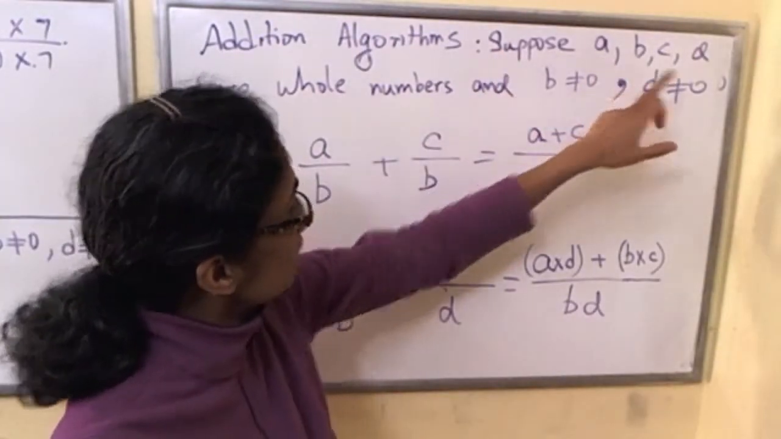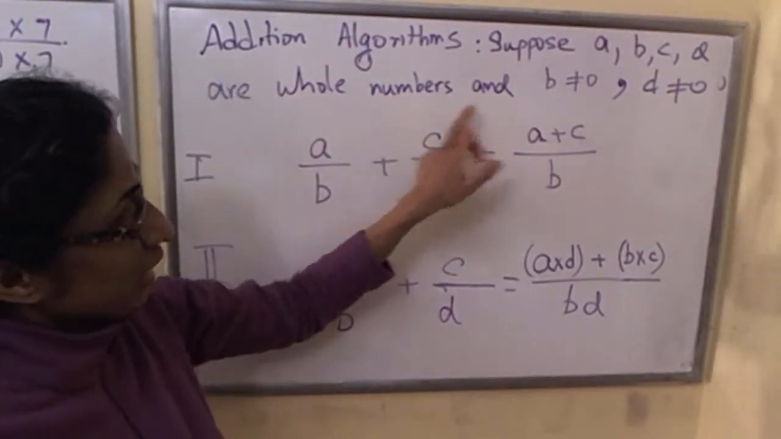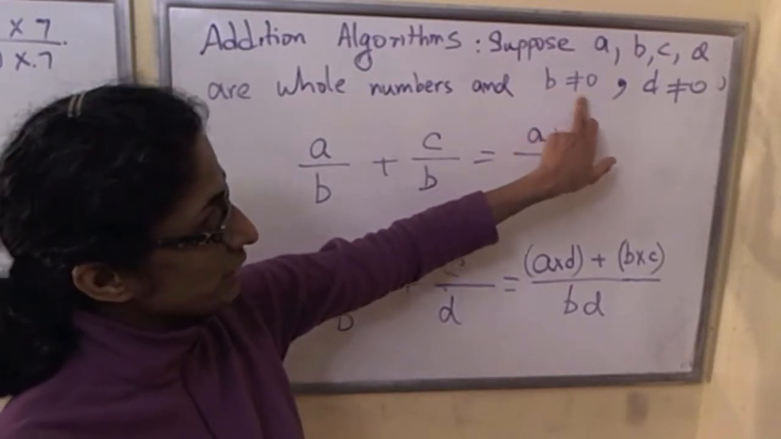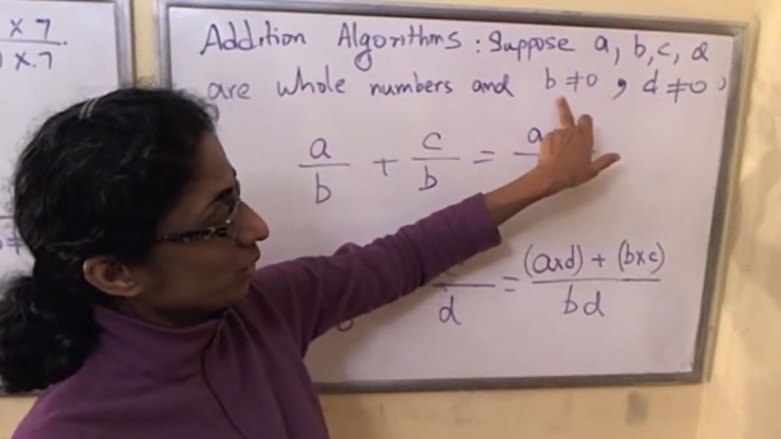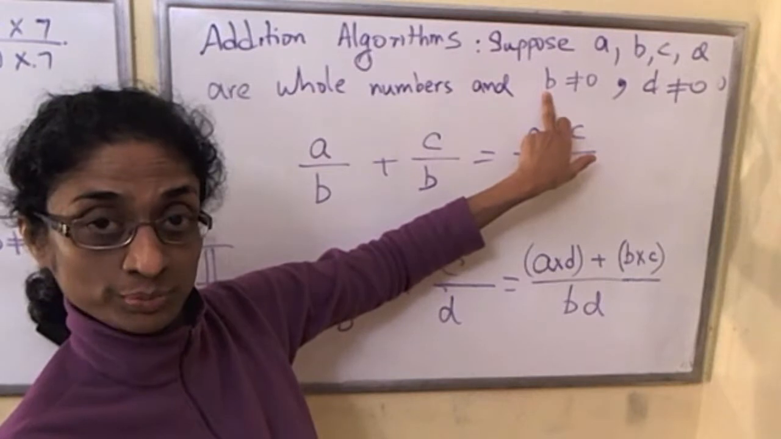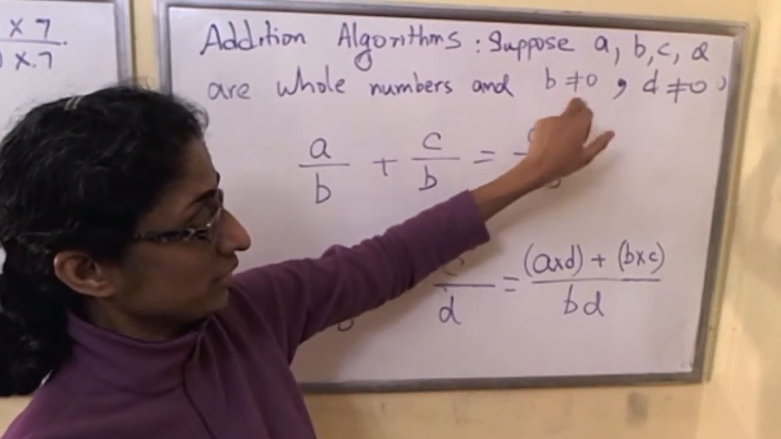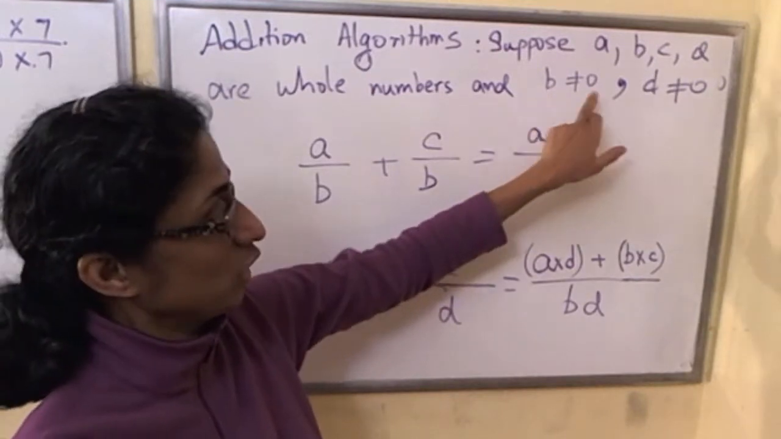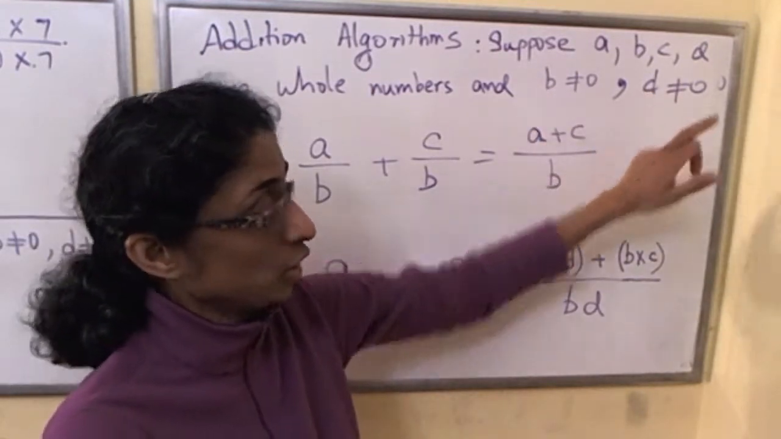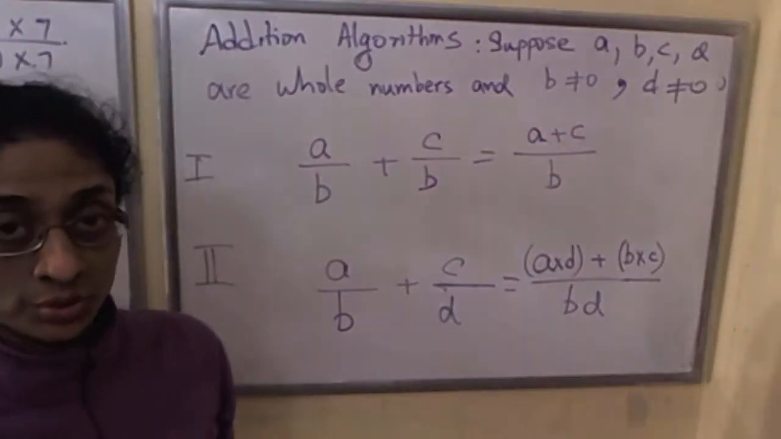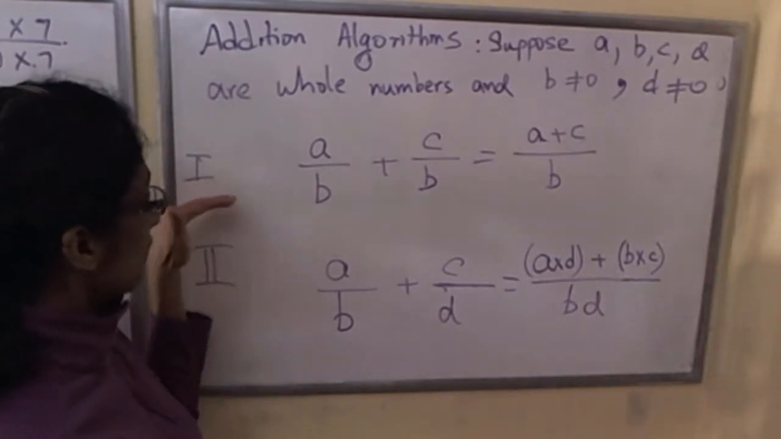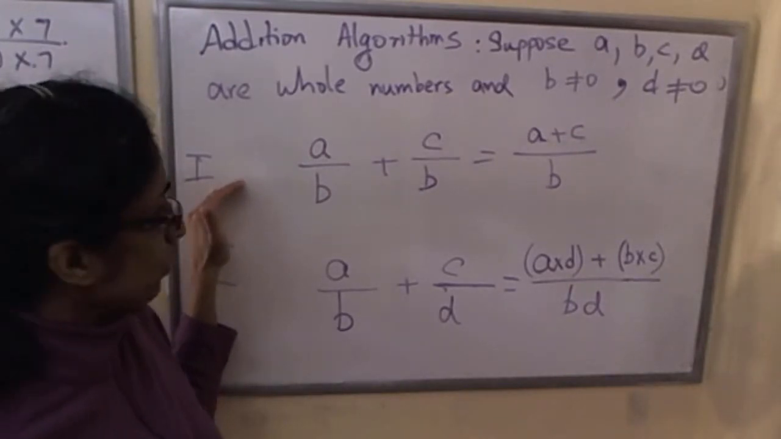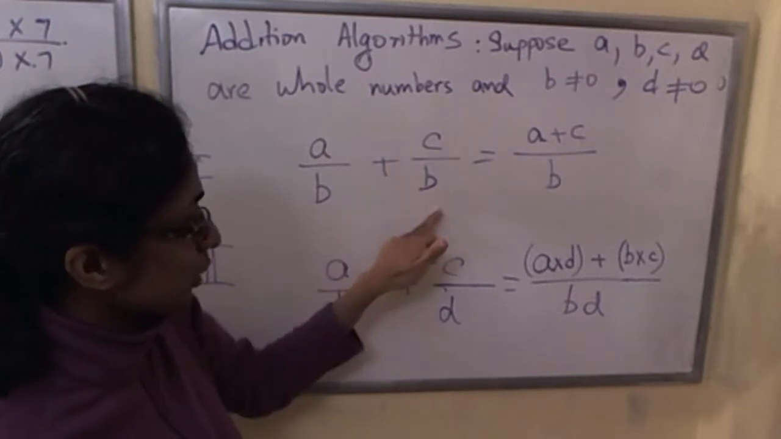Suppose the letters A, B, C, D are whole numbers, and furthermore, the whole numbers you choose for B cannot be 0. That's what this symbol means: an equal sign crossed off means B cannot be 0. Same way, D cannot be 0. Other than that, you can choose any whole number. This one we already discussed before: A over B plus C over B.